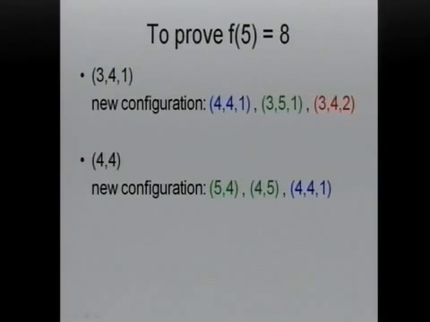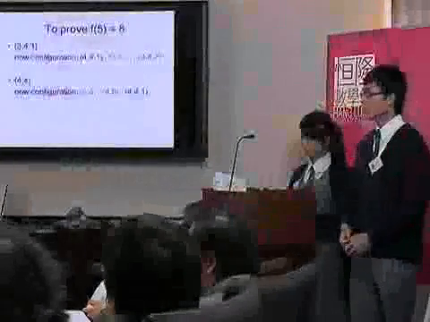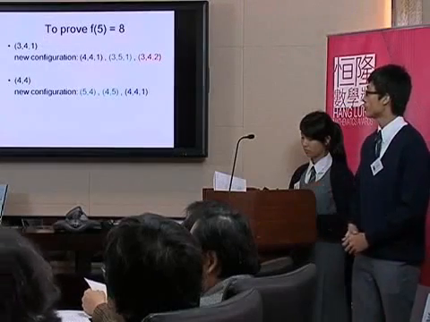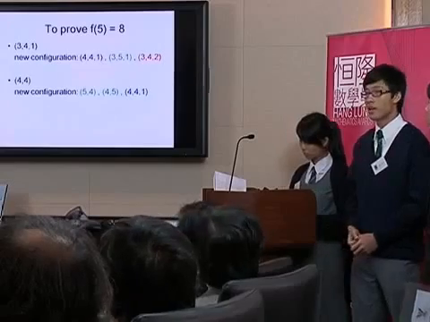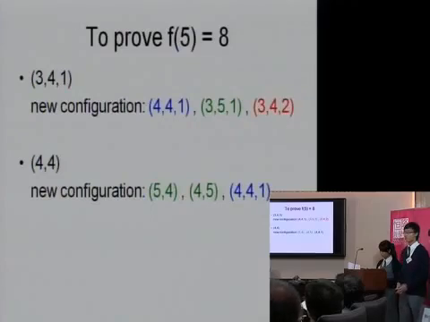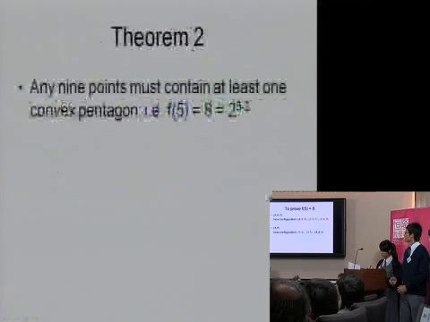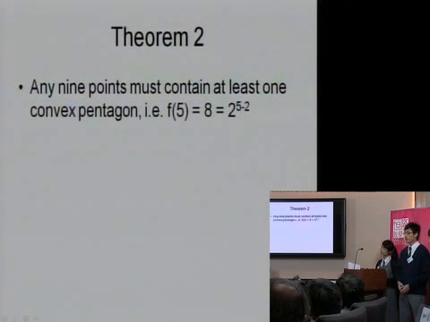Then we are one more step from proving f5 is equal to 8. We have to add one more point to show that any 9 points must contain a convex pentagon. When we add one point to these 2 configurations, 3, 4, 1 and 4, 4, we get these 6 configurations. The red one is rejected by lemma 1, and the blue one is rejected by lemma 2. And for the green one, there is always a number 5, therefore we can find a convex pentagon. Summarizing all these findings, we can say that f5 is equal to 8.